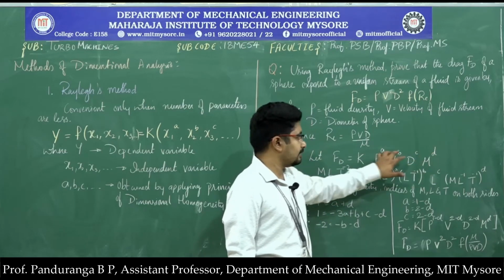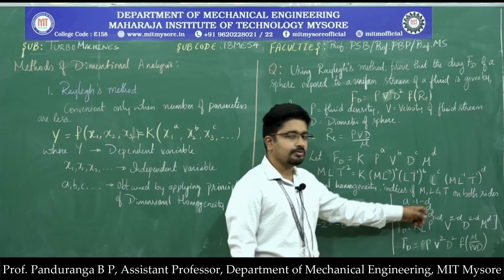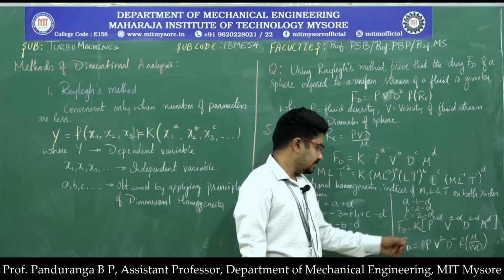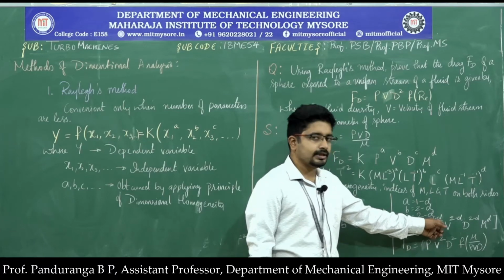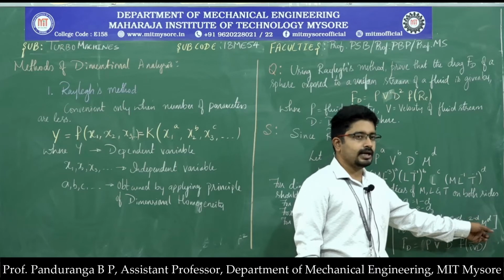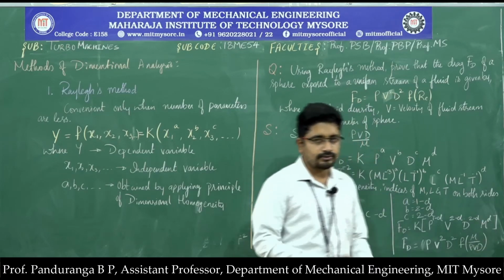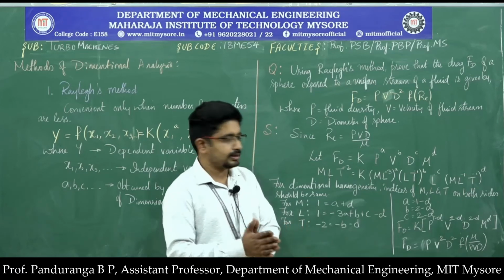So in the place of a, b, c, I will substitute the values 1 minus d, 2 minus d, and 2 minus d. So Fd will be equal to K into rho to the power of 1 minus d, V to the power of 2 minus d, D to the power of 2 minus d, and mu to the power of d. So wherever I have d as a power, I will group it together.